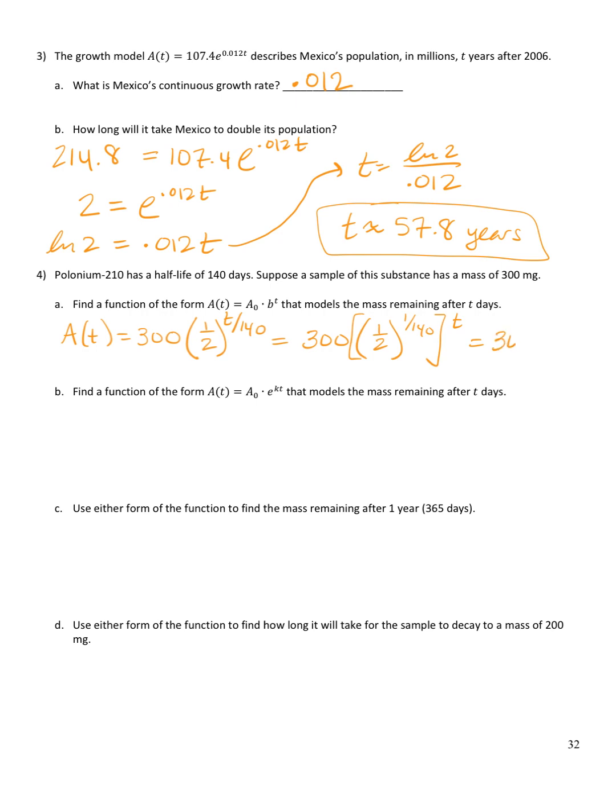So I have 300 times 0.995. Okay, so that is acceptable. This is also acceptable. Now I want to find a function of the form A naught e to the kt that models the mass remaining after t days.